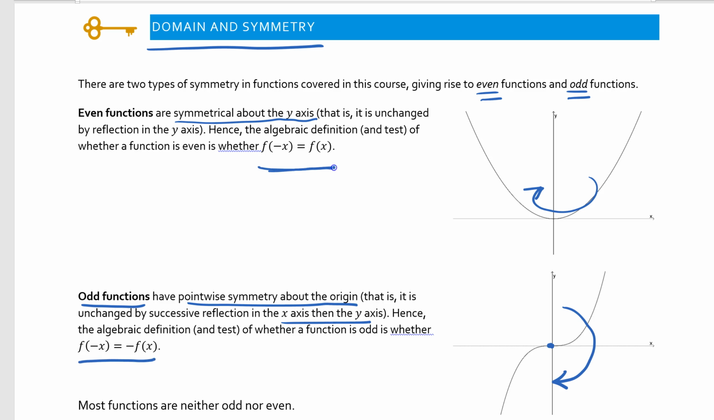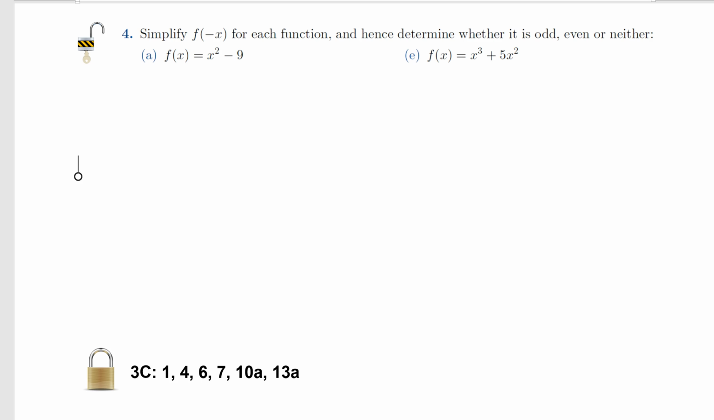So with these two algebraic definitions, we have a test which we can apply to see whether something is odd or even, but most functions are neither odd nor even, so we shouldn't be surprised if something fails that test. Let's have a look at this test in action. Now, most questions will just say either to show or determine whether a function is even, odd, or neither. They won't say this bit, to simplify f of minus x for each function.